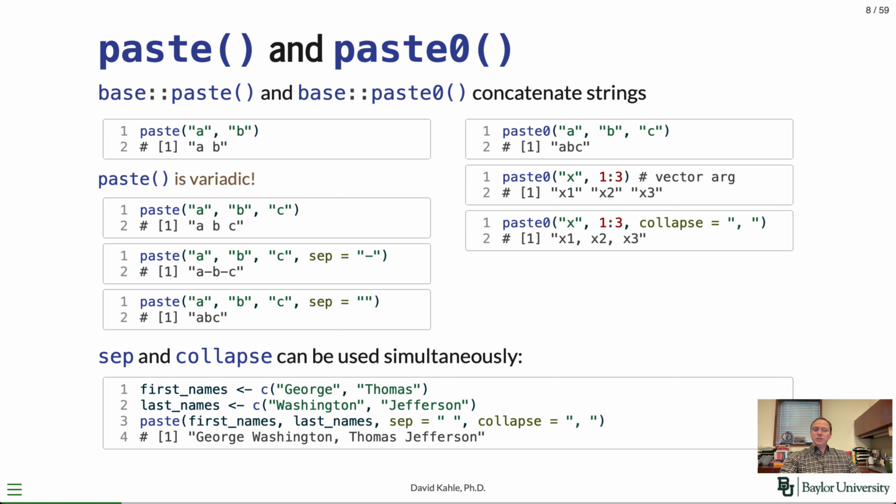Now, you can actually use these things simultaneously. So sep, again, is going to be the characters that separate the individual arguments that are passed into paste, and then collapse is going to be the separating characters that separate the elements of the would-have-been output vector into one. Okay, so here we have first names, last names, George, Thomas, Washington, Jefferson, and the result is George Washington, Thomas Jefferson. The sep is the space, and the collapse is the comma space.